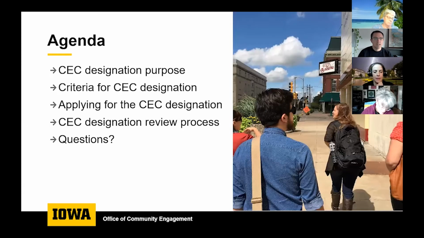Great. So today I wanted to briefly walk through the community engaged course designation, the designation purpose, and the criteria for the designation, which I think is where we'll spend our most time today, and where most people have their questions. We'll talk a little about the application process for the CEC designation, as well as what the review process looks like. And then there will be plenty of time for questions. I'd be happy to answer any questions related to community engaged courses at Iowa, not just the designation itself.